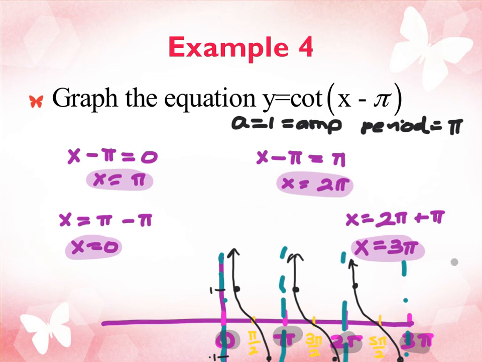Again, if it was negative, it'd flip upside down, and if it was an amplitude of, let's say, 2, then instead of going to positive 1, negative 1, I would have gone to 2 and negative 2. And if there was a vertical shift, if something was added after the function, like if it said plus 3 at the end, everything would be shifted up 3, or if it was minus 3, everything would be shifted down 3. Questions on tangent or cotangent?